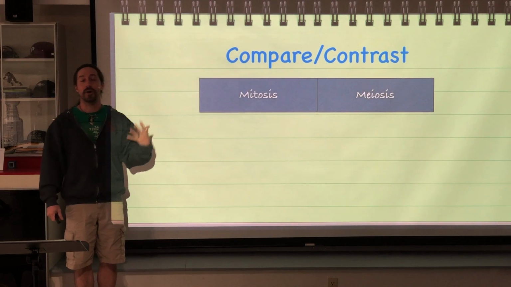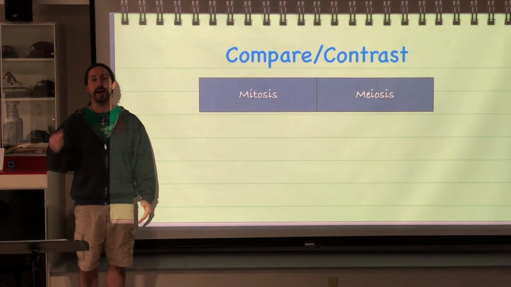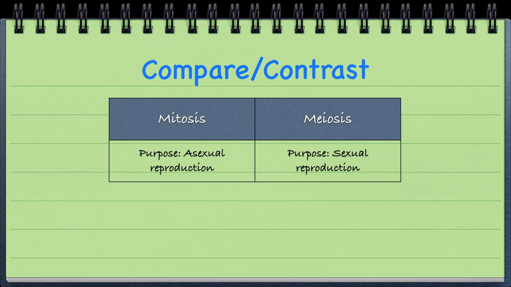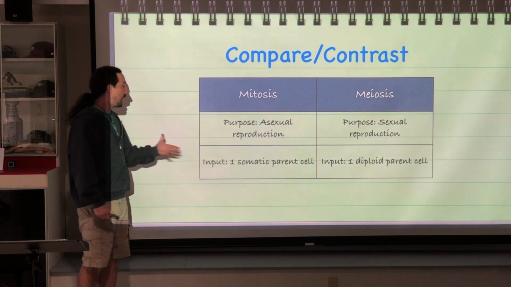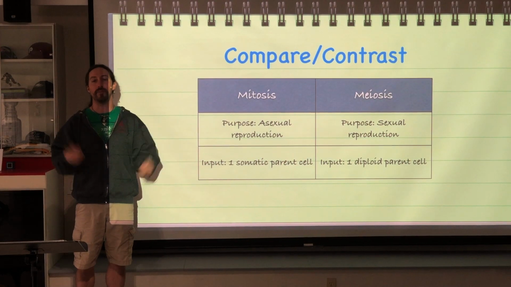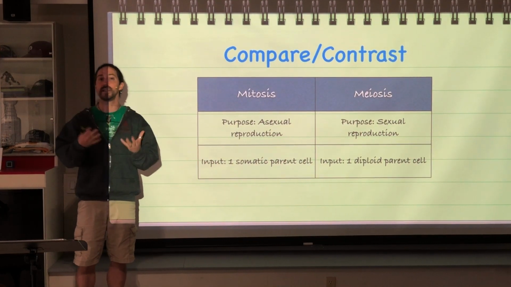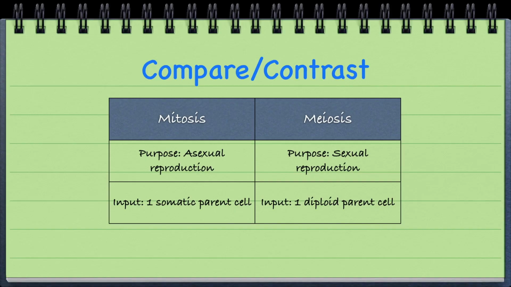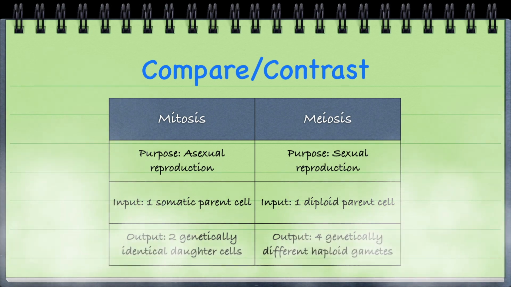So now that we've gotten this vocab out of the way, let's compare and contrast mitosis and meiosis. The first thing that we can look at is they don't have the same purpose. The purpose of mitosis is for asexual reproduction, whereas the purpose for meiosis is for sexual reproduction. Next, the input of mitosis is one somatic cell or one body cell. It is one cell that the organism has. The input for meiosis is one diploid parent cell that is going to then be converted to something very different.